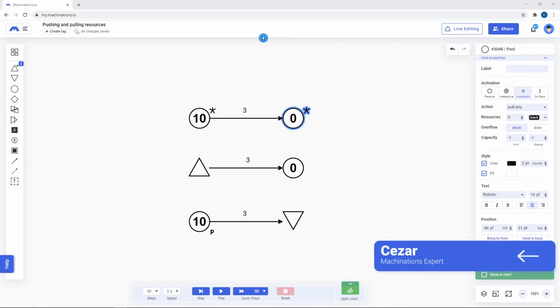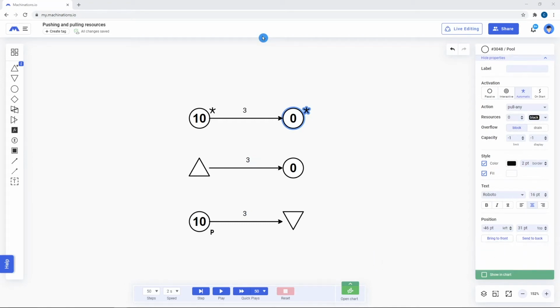Hello! In today's video, we are going to be talking about pushing and pulling nodes.